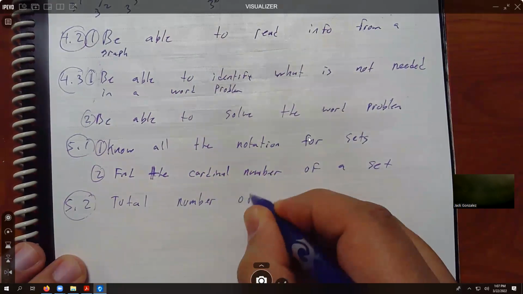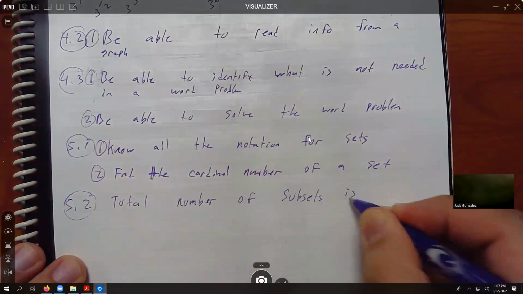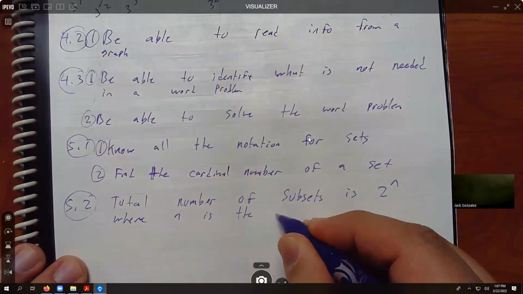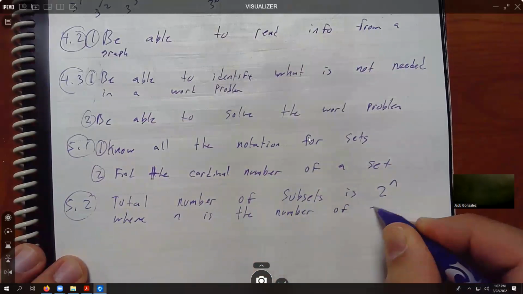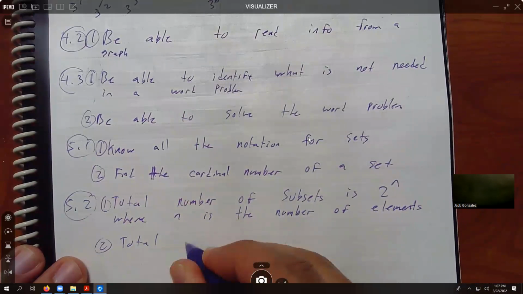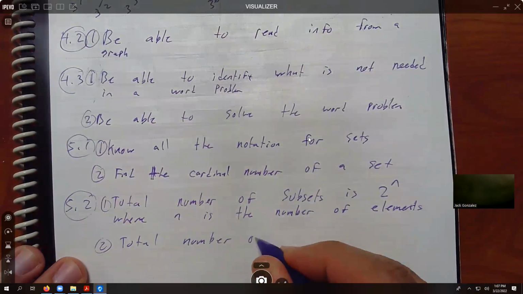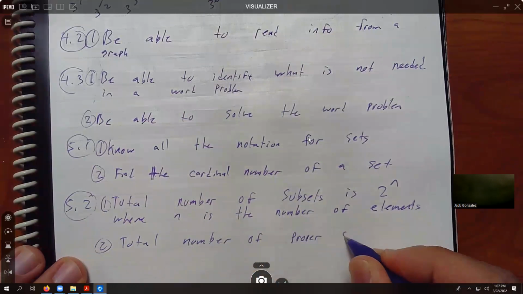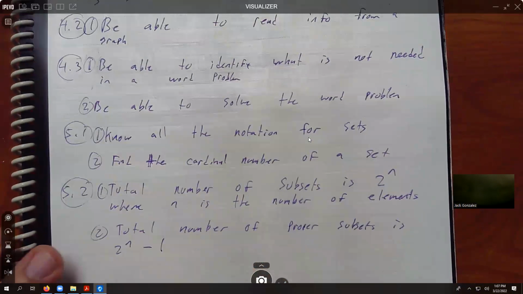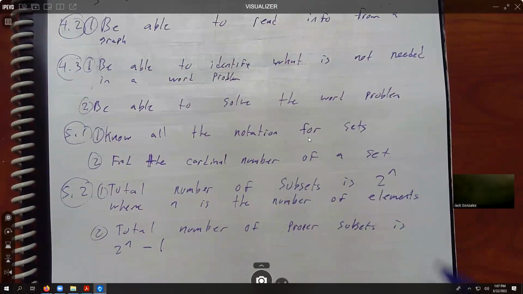Total number of subsets is 2 to the n, where n is the total number of elements. Total number of proper subsets is 2 to the n, and then you subtract 1. And we subtract 1 because this 2 to the n counts the set itself as a subset, but using itself as a subset is not proper, because they're equal.